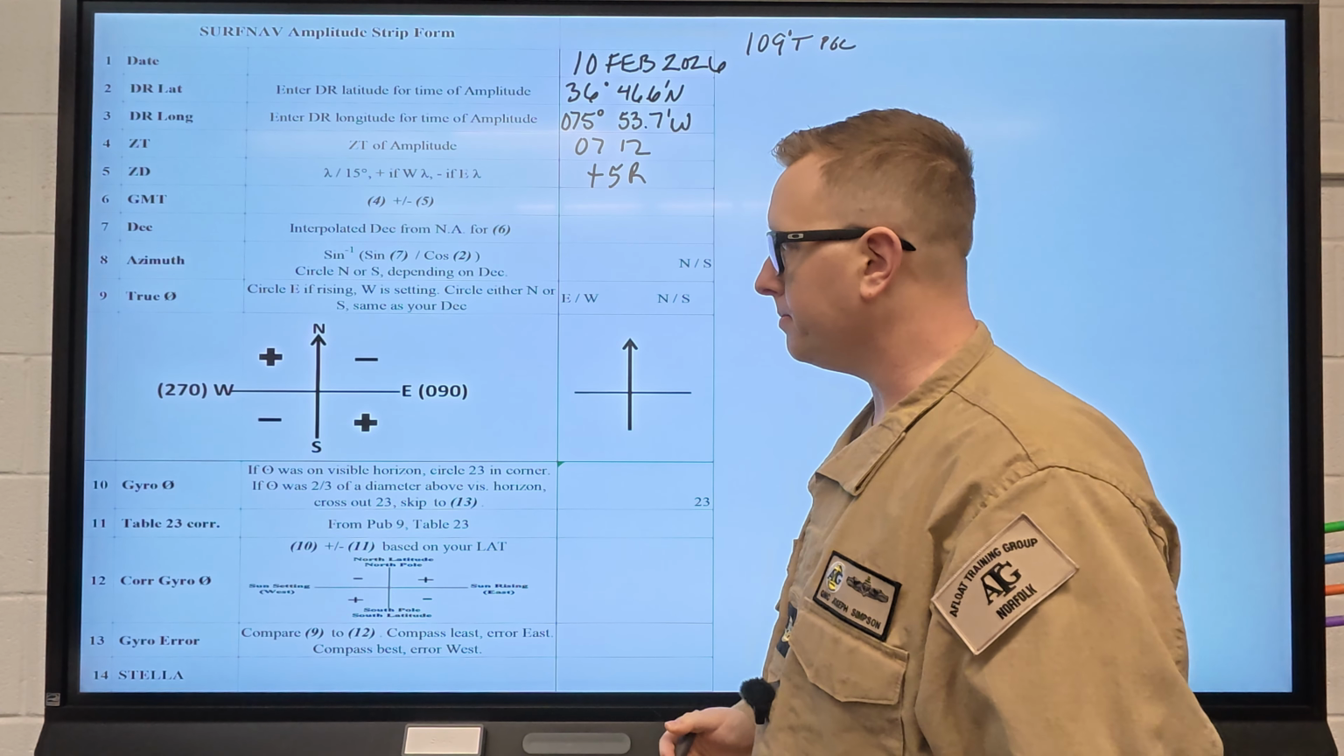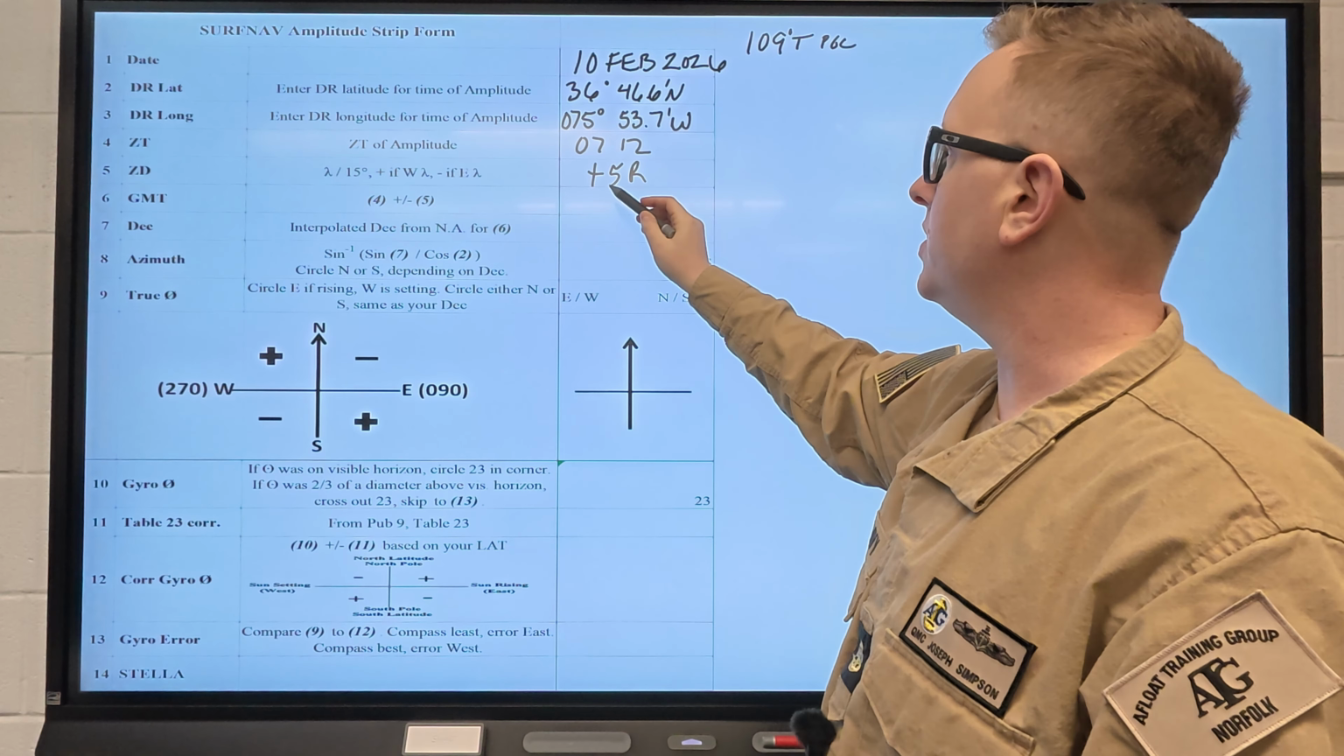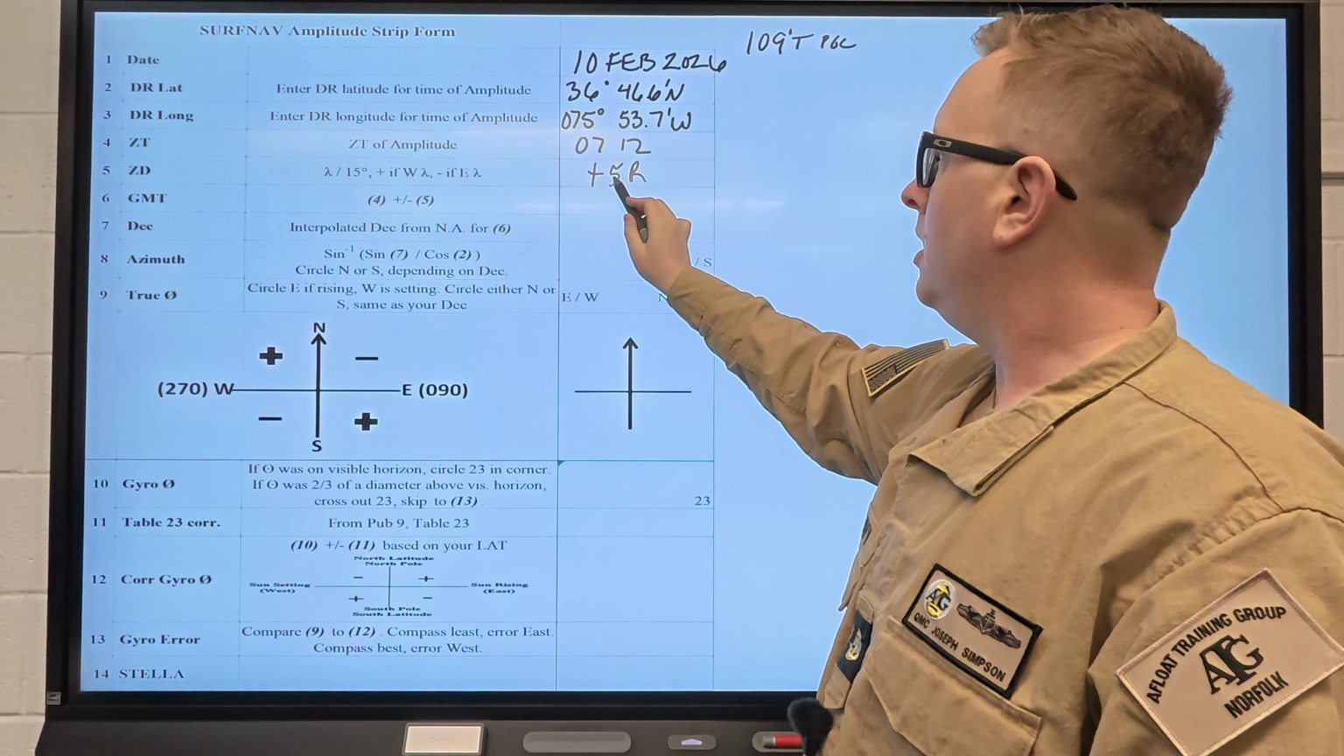Number 6, getting your GMT. GMT is just your zone description plus your zone time. Well, for us it's plus because we're in the Western Hemisphere. If we're -5, you subtract it because you're in the Eastern Hemisphere. So you just add 5 hours to 0712, making it 1212.